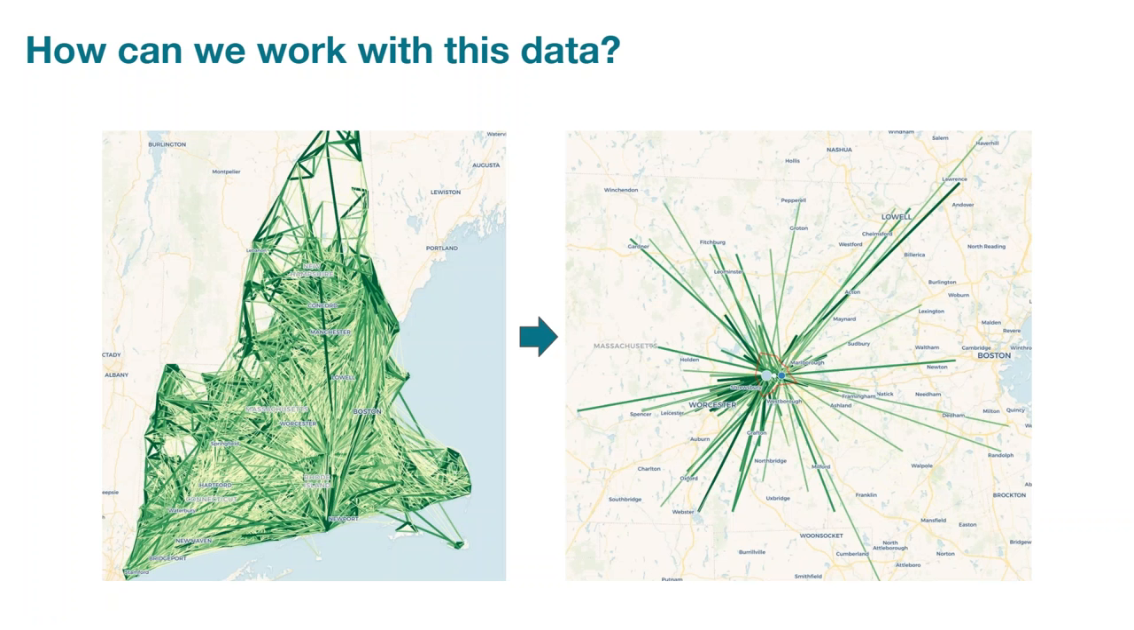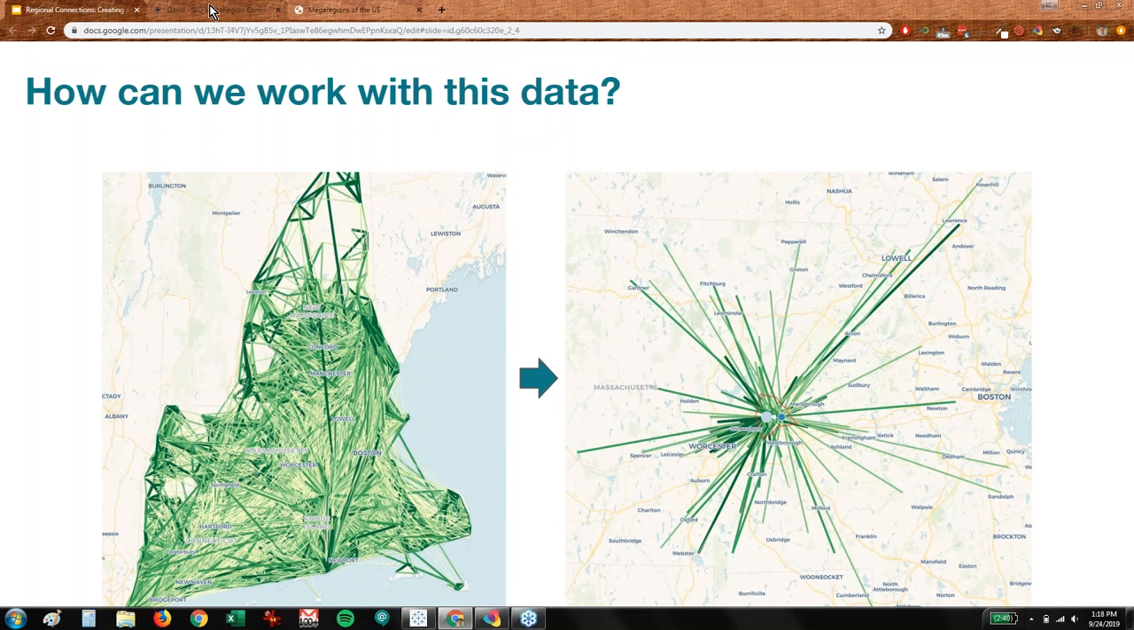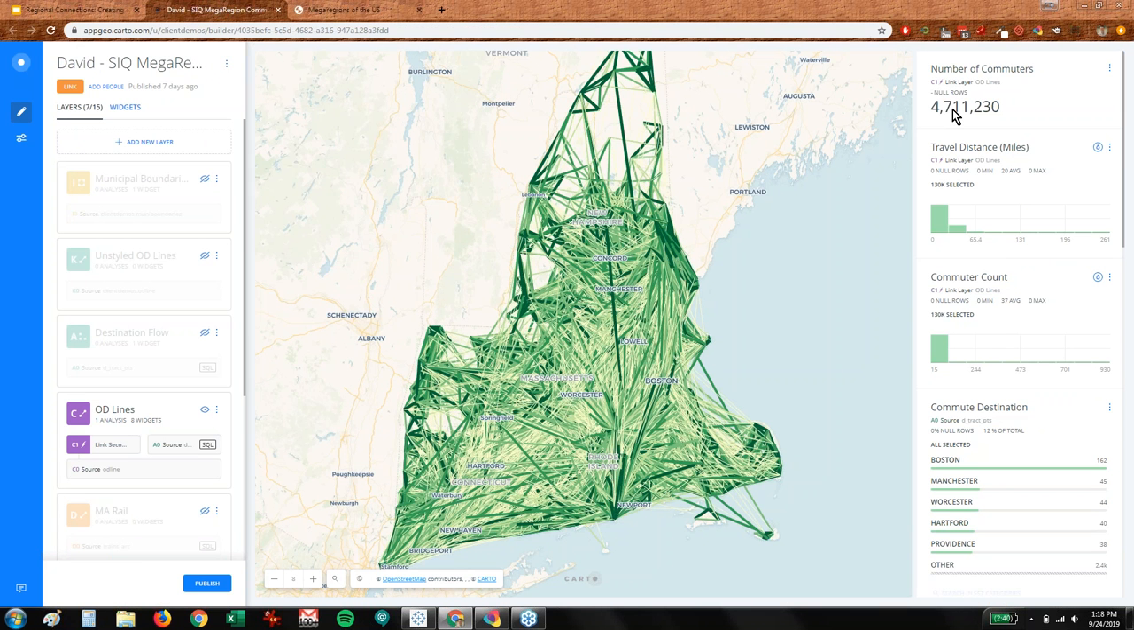Getting into the data, how can we work with this data? How do we make sense of all these flows? I'm going to shift gears a little bit and jump into a visualization platform called Carto, and we're going to look at least at a regional level at this point in time, some of this information. So bear with me one second. All right, so here we are.